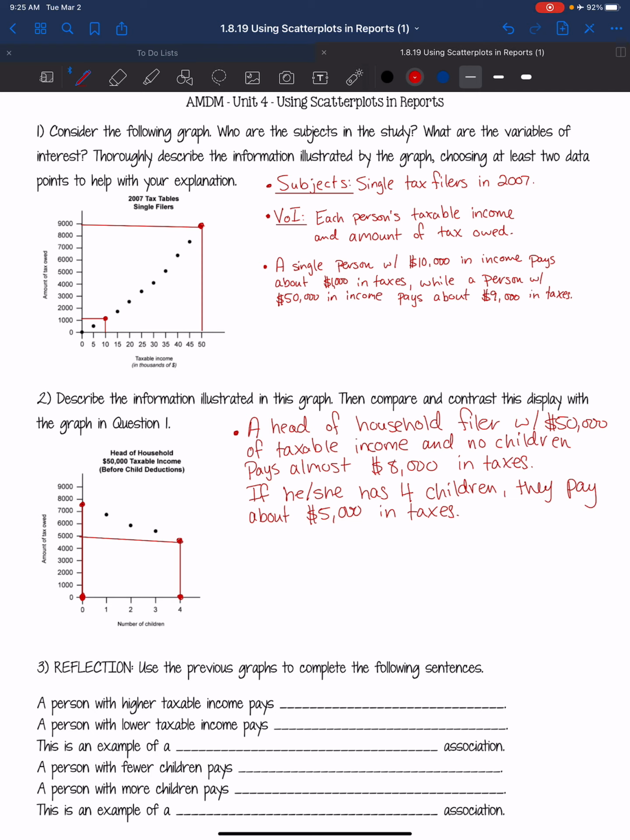Now, if we're trying to compare it to the first graph, we've already talked about that. We know that this graph in question 1 is a positive trend, is going upward. The more money you make, the more taxes you pay. This one, the more children you have, the less taxes you pay. So I'm going to say first graph is increasing, while the second graph is decreasing.